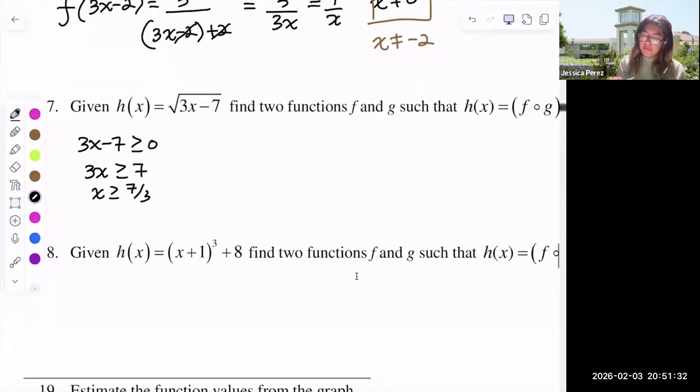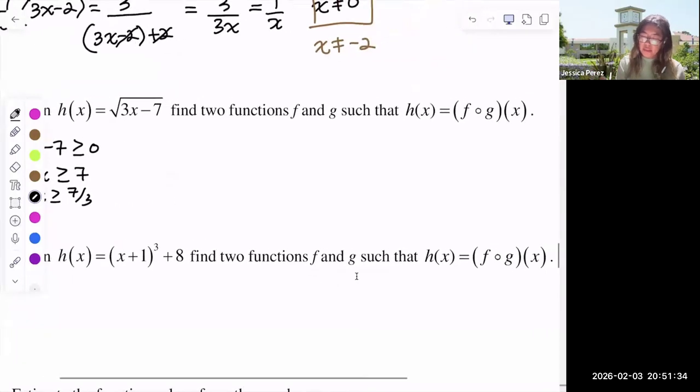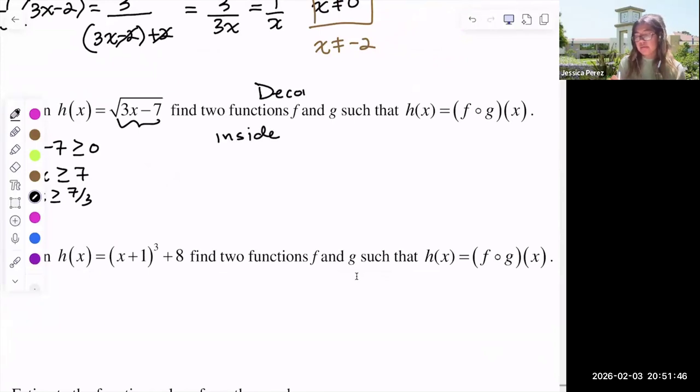7/3. Now, if we want to have the composition, they're saying that h of x is the composition between two functions. Okay, so who's your inside and who's your outside? This is called decomposing. You want to decompose. So this is the composition between two functions, f and g. The inside function looks like it's going to be 3x minus 7.